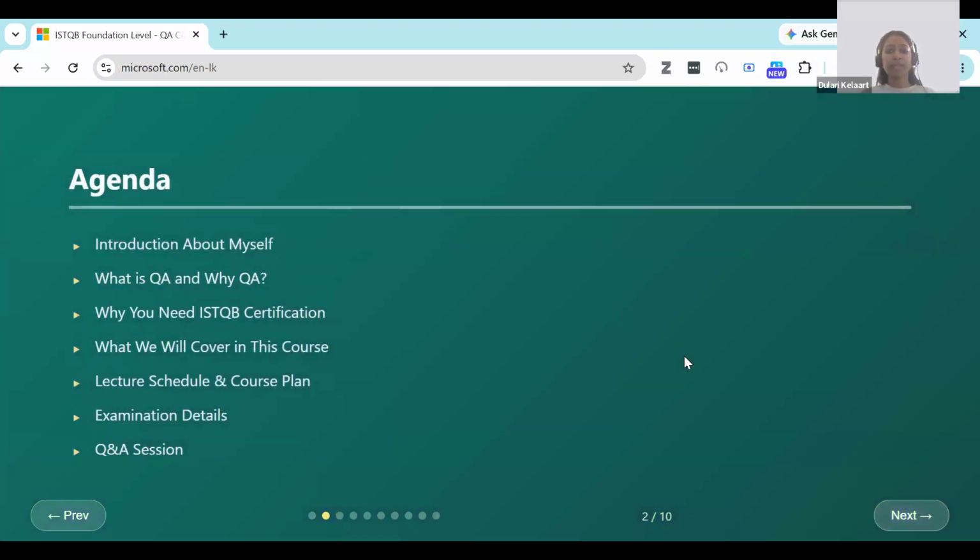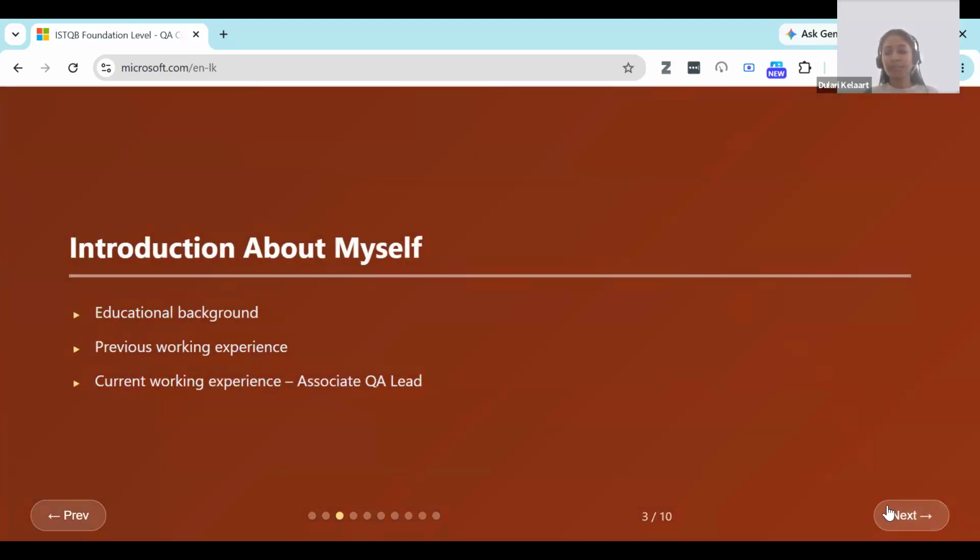Okay, so I have already introduced myself, and the agenda today is that we'll start from what QA is and why we need QA, and also what this ISTQB examination is and why you need it, and what topics we are going to cover throughout the lecturing sessions. I have the schedule, so I'll show that as well, and we'll share a couple of exam details, and we'll have the Q&A session next.